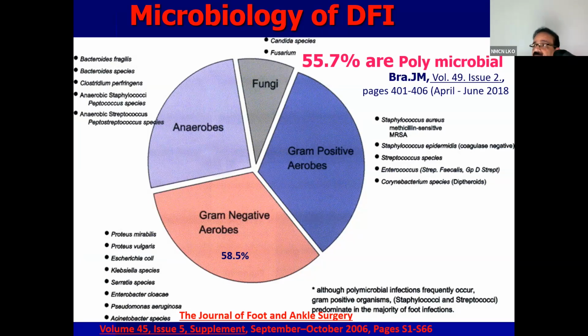Then, of course, being polymicrobial, anaerobes also make a very important part of diabetic foot infection, like Bacteroides species, Clostridium, and anaerobic Staphylococcus, Peptococcus, Peptostreptococcus. And of course, 1.5% of diabetic foot infections are because of Candida or Fusarium fungi.